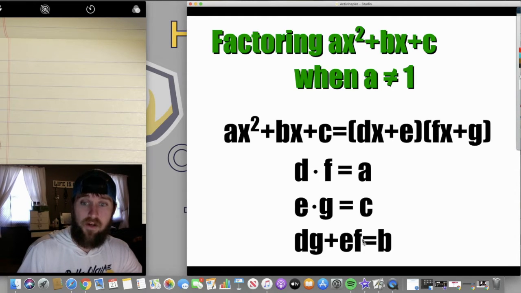This last part is what would happen if you were to do that distributive property. You would take dx times g and get dgx, and then you would take e and fx and you'd get efx. Both of those have x's, so they would go together. And that's where that second number is going to come from.